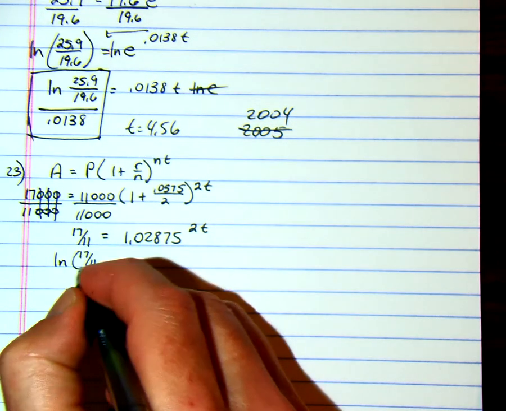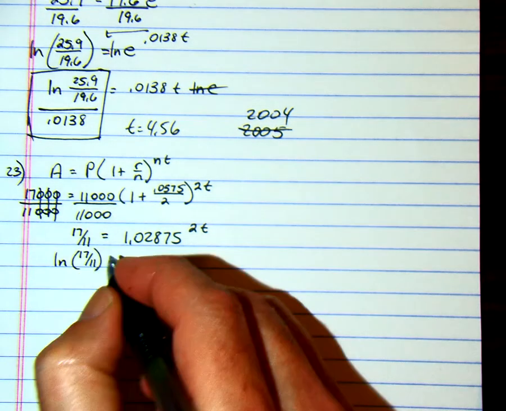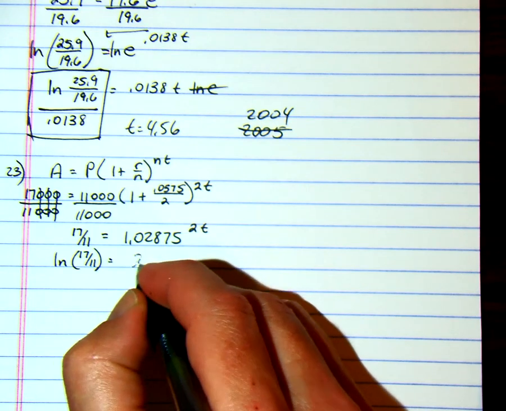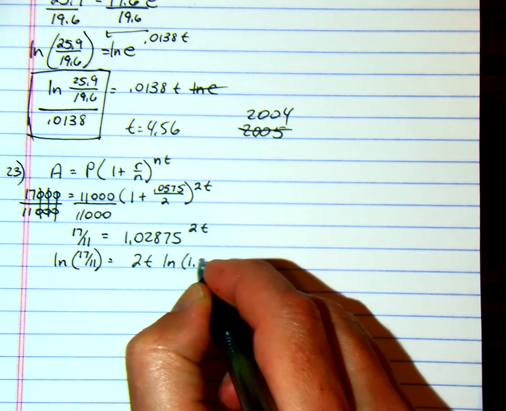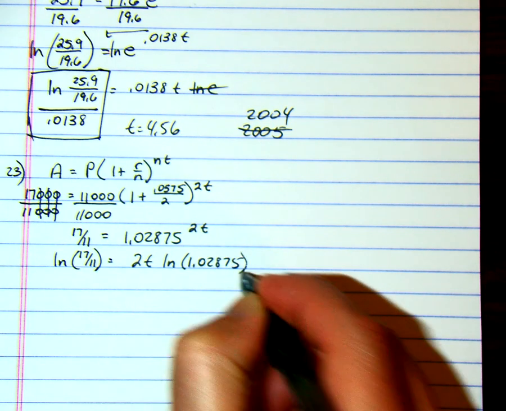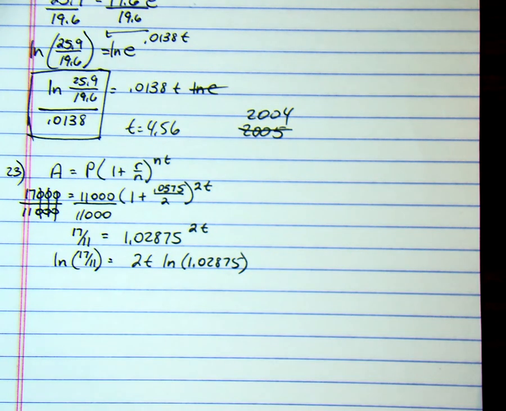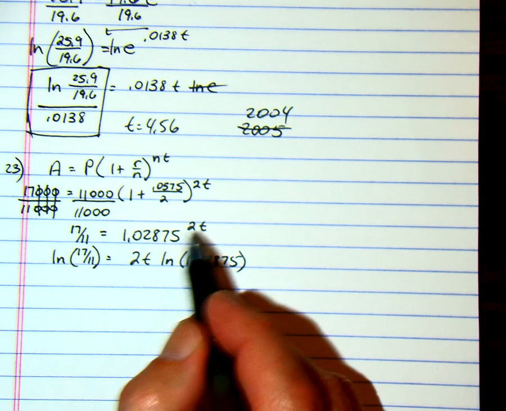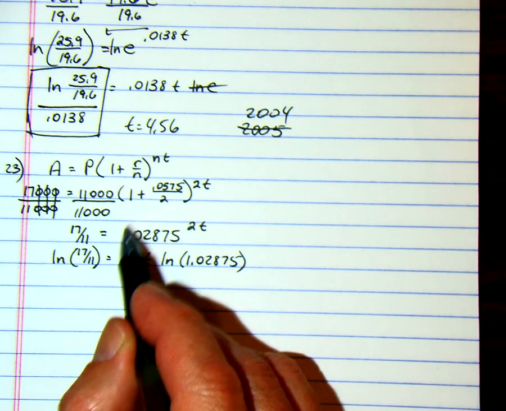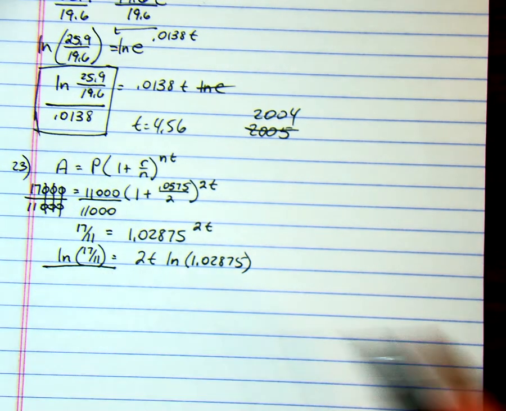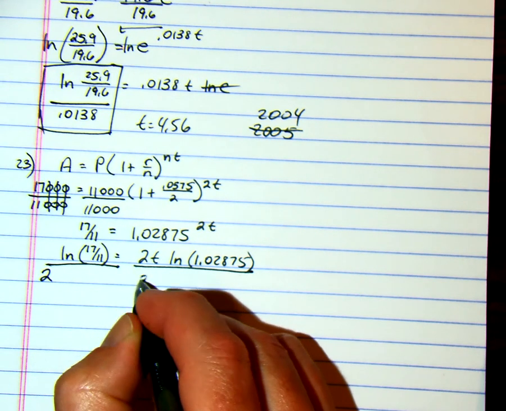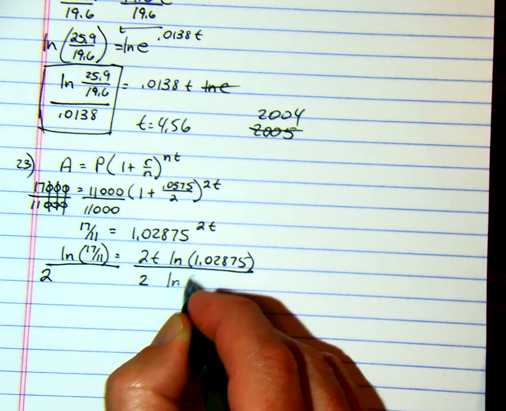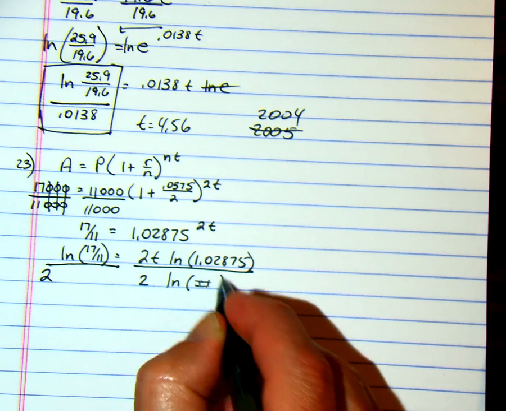I'm going to take the natural log of 17/11, which is equal to 2t times the natural log of 1.02875. That did a couple things at the same time. We natural logged both sides, and in the process, we slid the exponent down as a coefficient. Now to get t by itself, we're going to divide by 2 and by the natural log of this number.